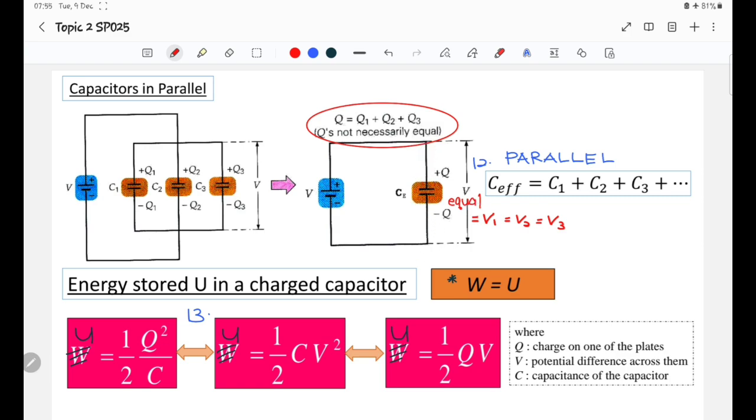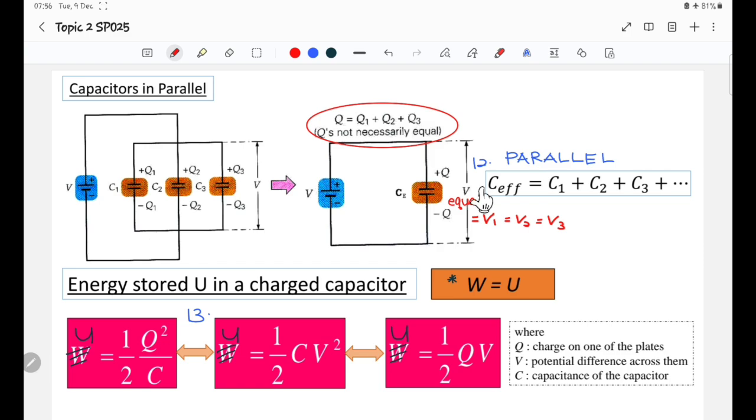So sebab tu dia equal dalam parallel combination. And then yang berubah pula adalah charge. Kalau series tadi Q dia adalah sama, but for charge Q in parallel is the total addition of each individual charges in each capacitor.